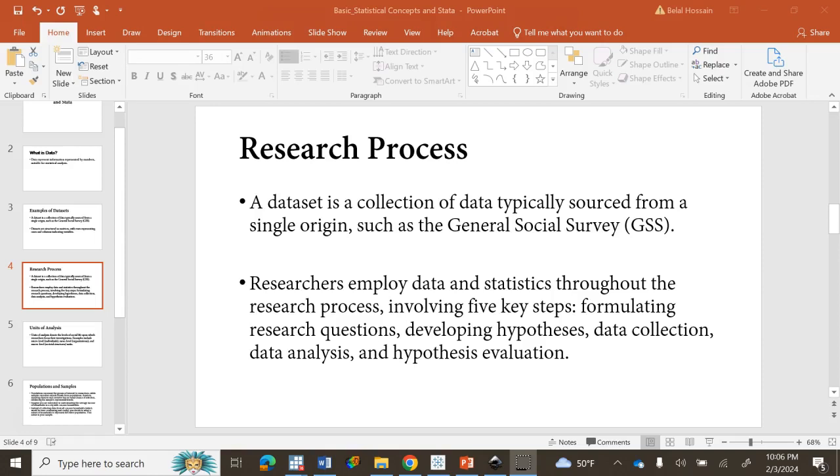Now after building your hypothesis, you collect data from your sample, and then you analyze the data using statistical means, and then you check whether your hypotheses have been supported or not.